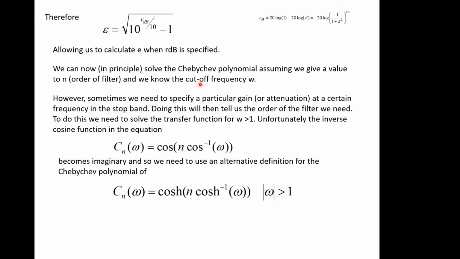So we can now, in principle, solve the Chebyshev polynomial assuming we give a value to n, the order of the filter, and we know the cutoff frequency. So these are things that we sort of expected and know. But actually, these are design functions as well that we can work out from sketching the desired frequency response and working out what we need. But sometimes it's not enough just to say I want a certain cutoff frequency. You might be actually more interested in saying I want a particular gain or particular attenuation at a certain frequency in the stop band. So what we mean by that.